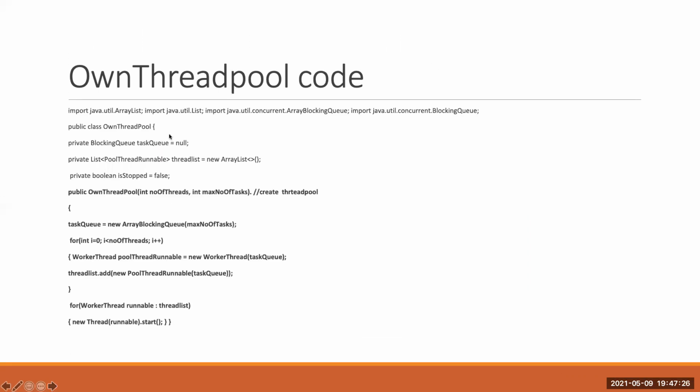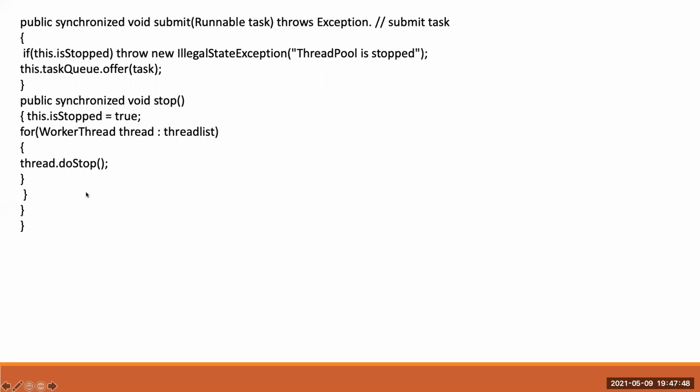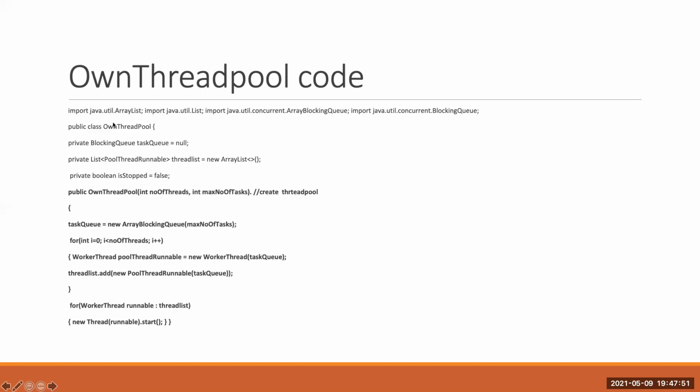Now first I will explain the thread pool class. It means my own thread pool class. It's just a normal Java class which I'm creating. So here, in my own thread pool class, I'm declaring the blocking queue to keep the tasks.